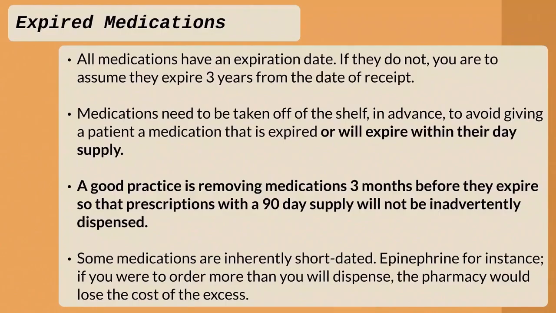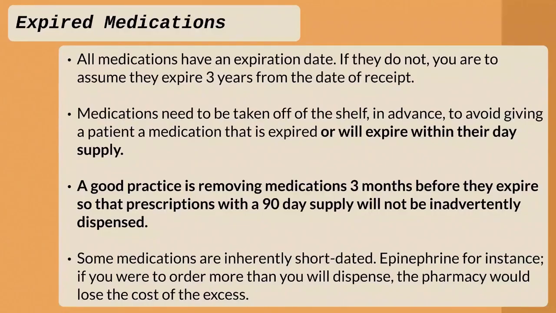Now to look at what we do with expired medications. All medications have an expiration date. If they do not, you are to assume that they expire 3 years from the date that you received it. Medications need to be taken off of the shelf in advance to avoid giving a patient a medication that is expired or will expire within their day supply. So say it's December right now, and a patient gets a 3-month supply of a medication, and the medication is going to expire in February, we can't dispense that medication to the patient because it's going to expire before they would run out of medication.